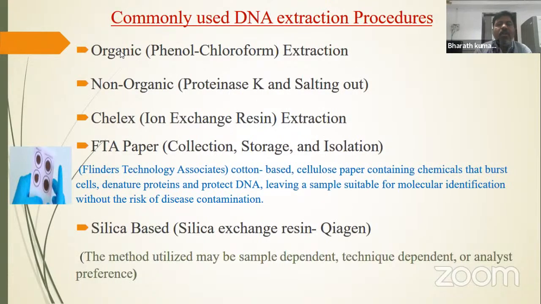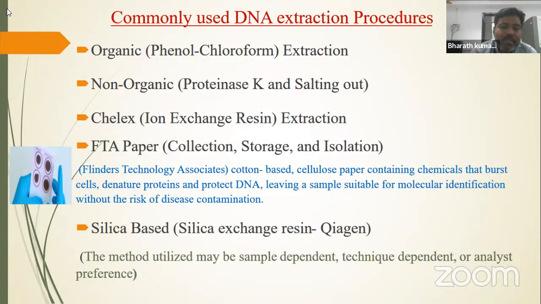Coming to the next slide. How many types of extraction are there? There are many types of DNA extraction. The first one is organic extraction, where phenol-chloroform is used. Then there are non-organic extractions, where proteinase K and the salting out method are used. These are the different methods of extraction. The third one is Chelex, an ion exchange resin. These ion exchange resins bind the DNA, which is released after elution.